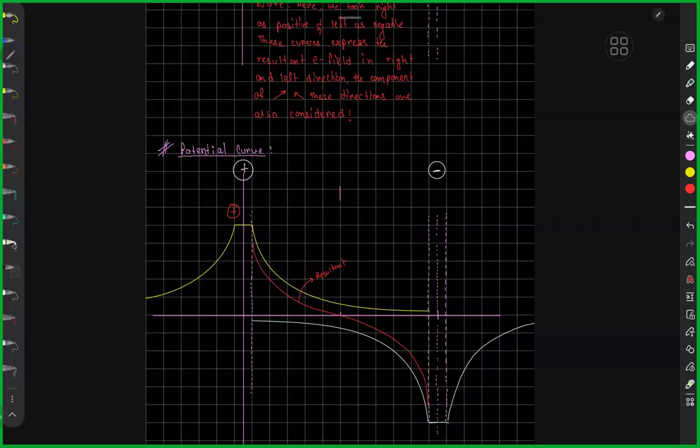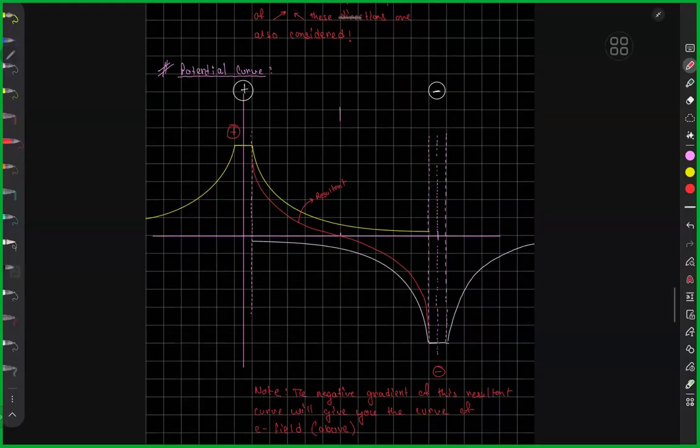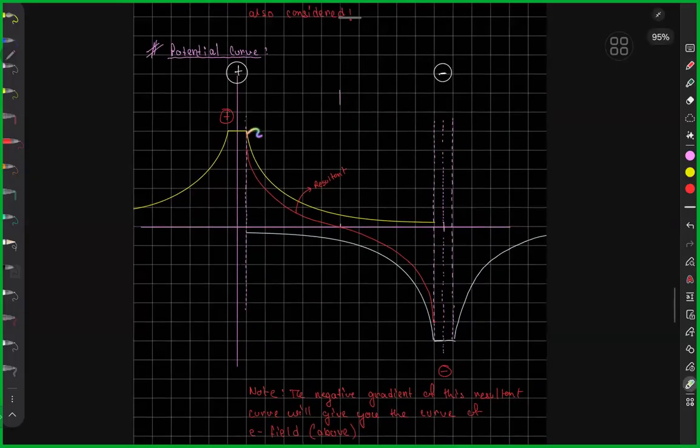So if I have a test positive charge, what is the resultant curve? We just sum it up. We sum this value and we get this red value. This value and this value, we get this point. We add this and this, we get this. You get the idea, right?